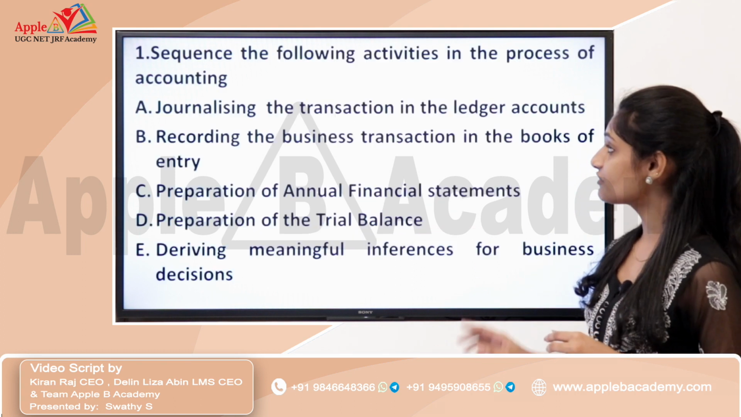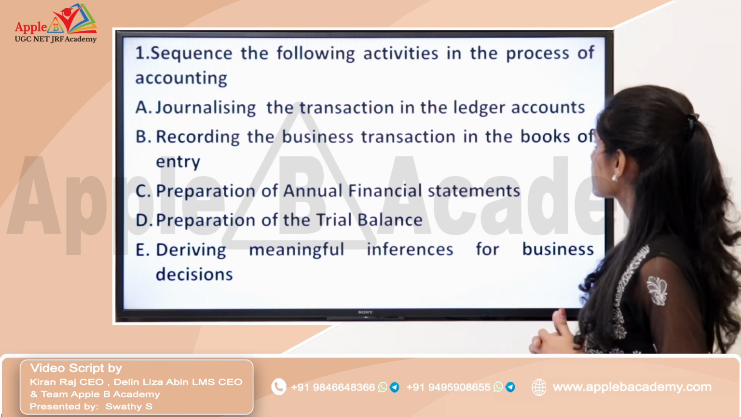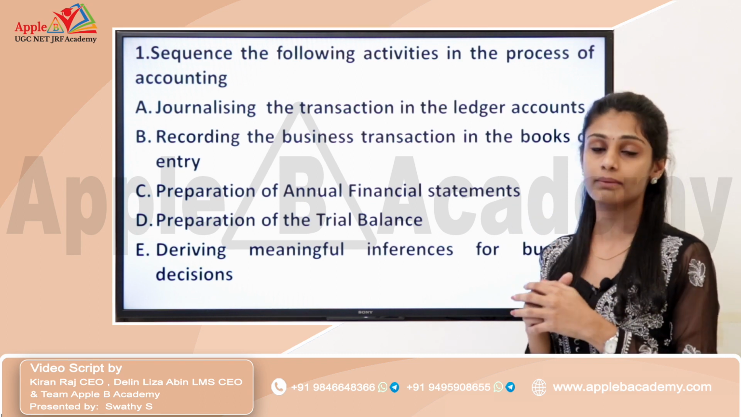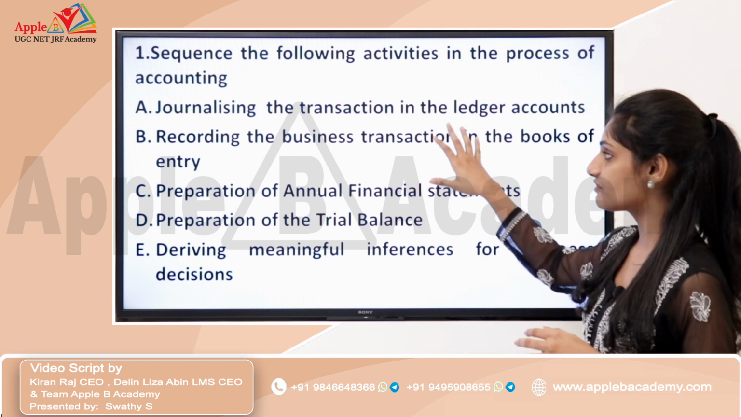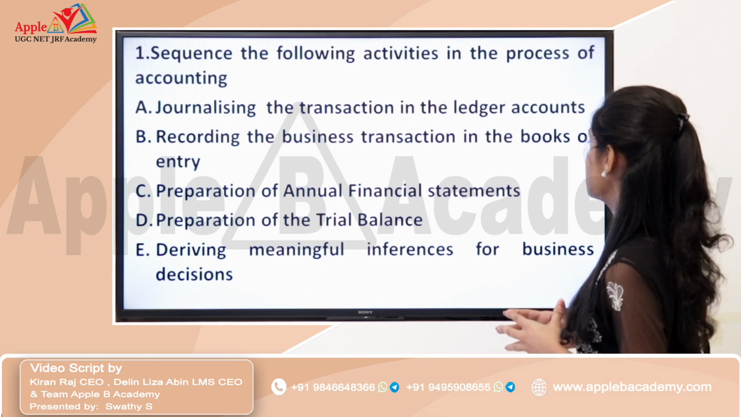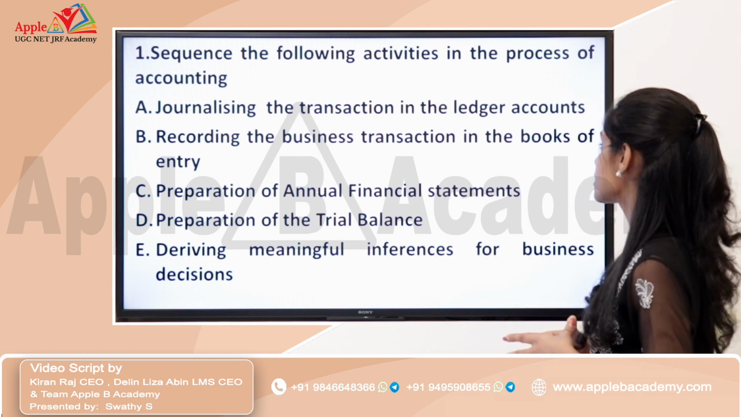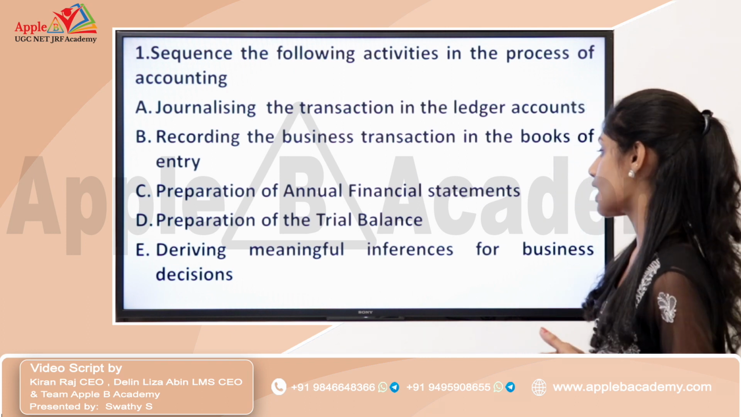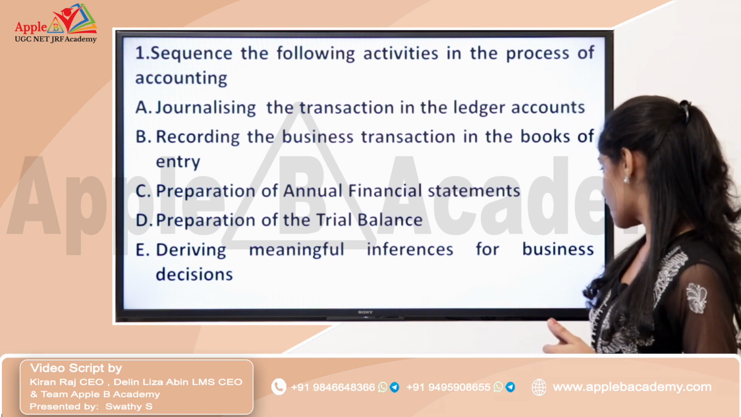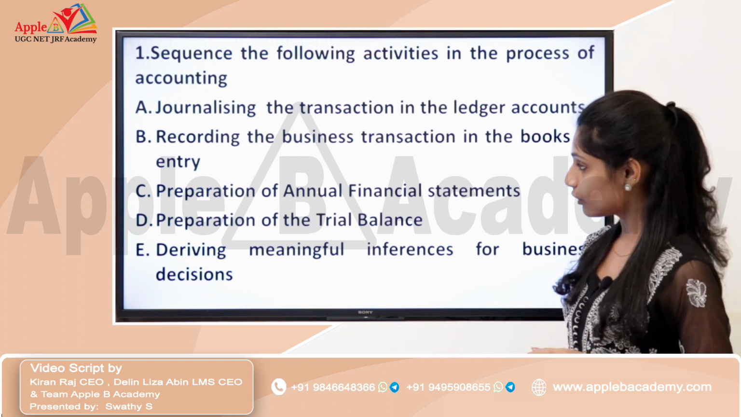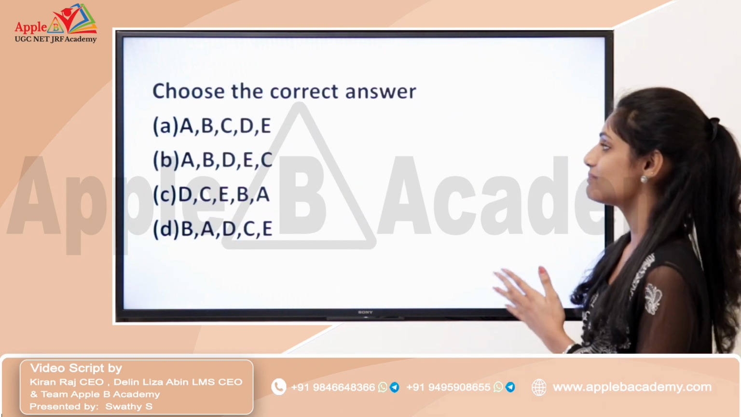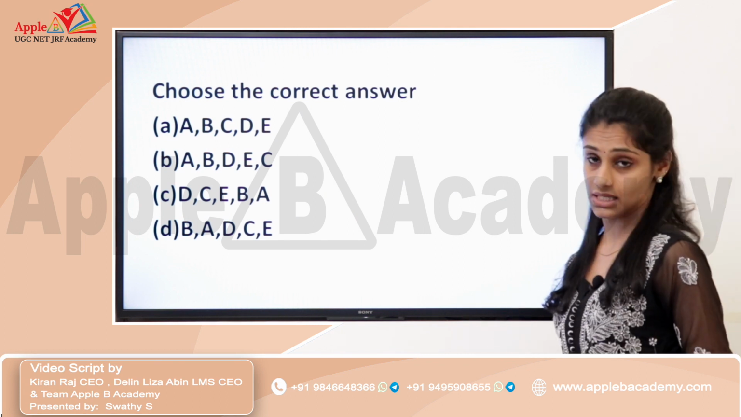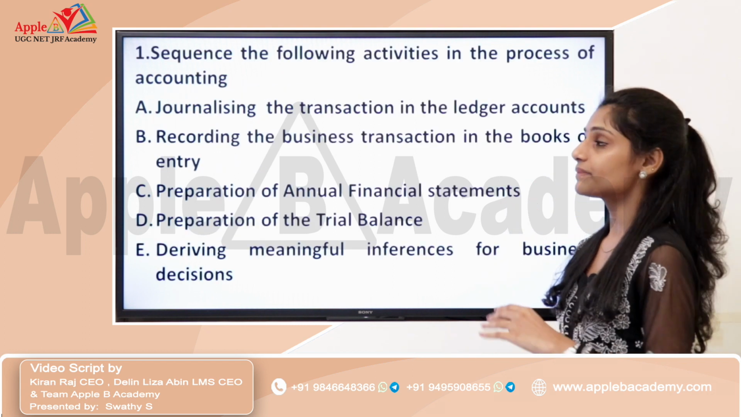Moving to the first question: sequence the following activities in the process of accounting. So this is about the accounting process. You have to arrange them in order, and here we have different options like journalizing the transactions in the ledger account, recording the business transaction in the books of entry, preparation of annual financial statements, preparation of trial balance, deriving meaningful inference for business decision. And you have different options: A, B, C, D, E; A, B, D, E, C; D, C, E, B, A; B, A, D, C, E. So you have to make them in order.